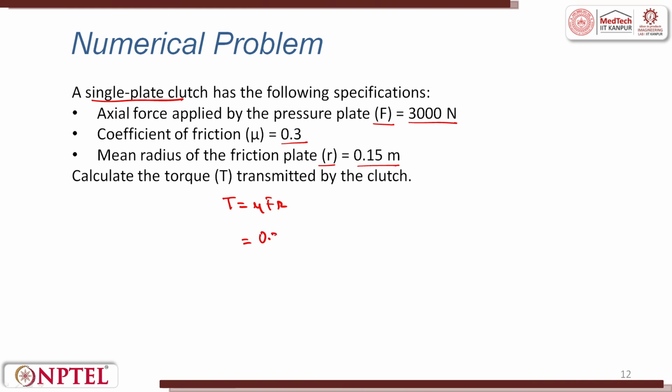Nu has no units, it is 0.3. This times force is 3000 Newton. This into the mean radius is given 0.15 meters. So, we get the answer in Newton meter only. So, answer is 135 Newton meter. So, this is the torque transmitted by the clutch with given specifications here.